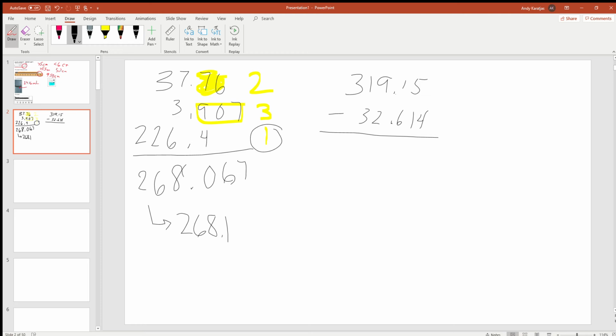So when we do that, we get 286.536. But again, we have to take into account the appropriate number of decimal places, which in this case is 2 in the first number and 3 in the second number. That means we need to round to just 2 decimal places, giving us our final answer of 286.54.